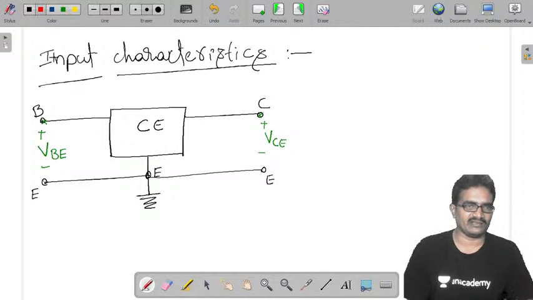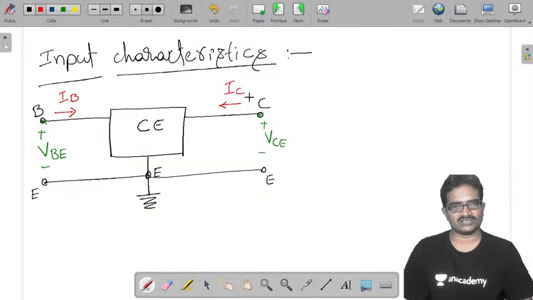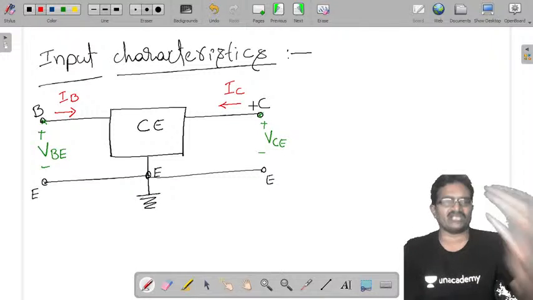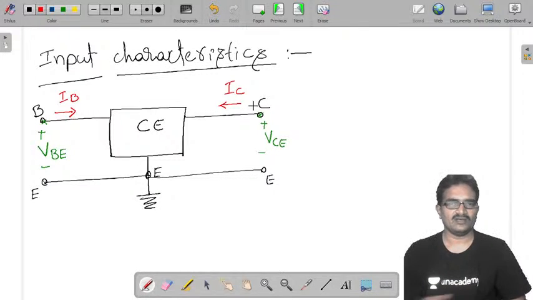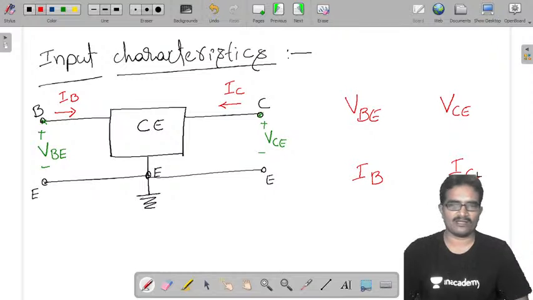And similarly, there is an input current IB. Base is the main terminal. Similarly, there is an output current IC, because collector is the output terminal. Everything is visible. Now the 4 parameters we have from this are VBE input voltage, IB input current, output voltage VCE, as well as output current IC.